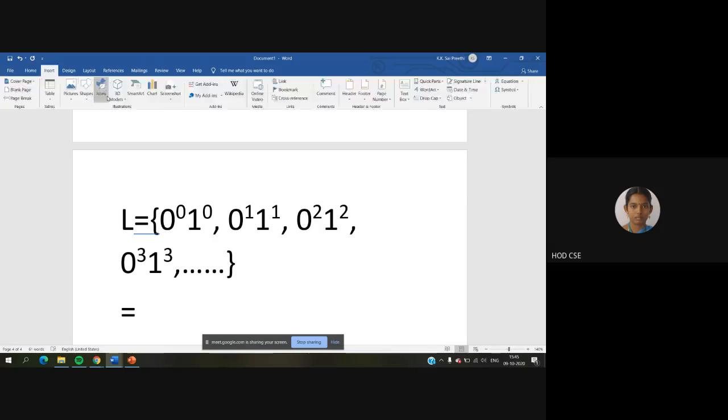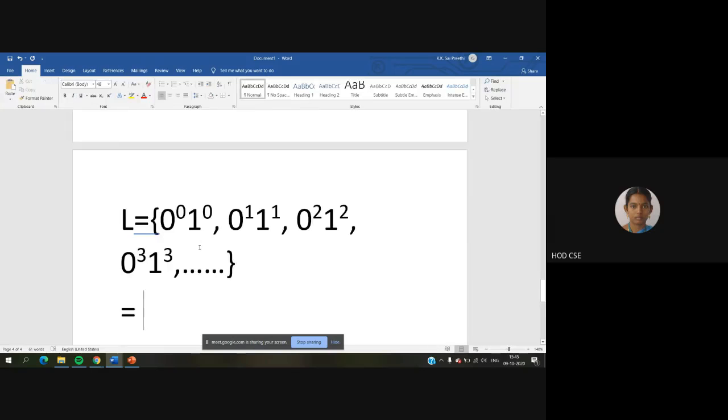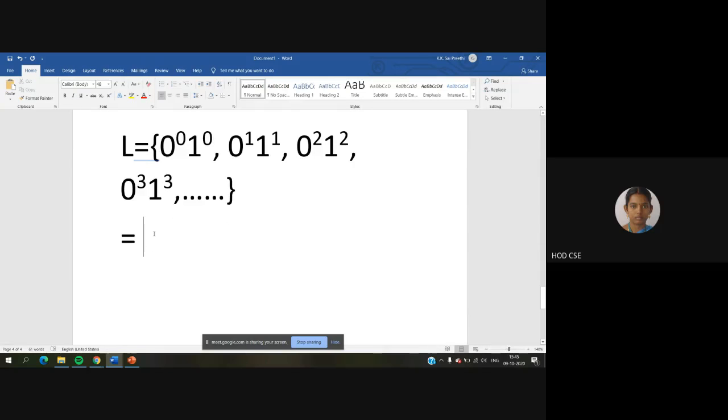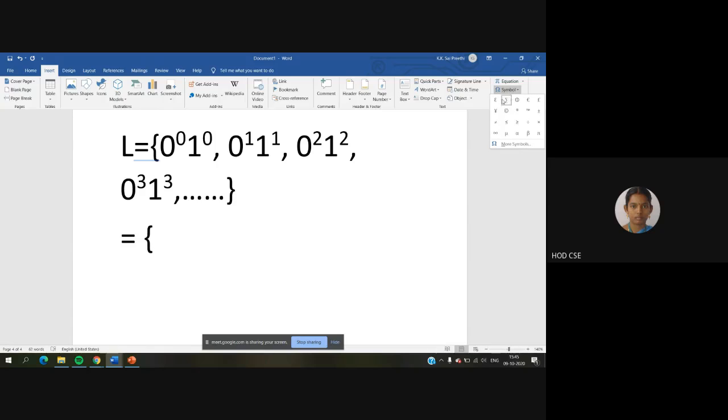Now you have to tell me what is 0 power 0, 1 power 0. Anything power 0 is what? It's not a mathematical power, it's a power of an alphabet. Epsilon, ma'am. Very good. Anything power 0 here is epsilon.